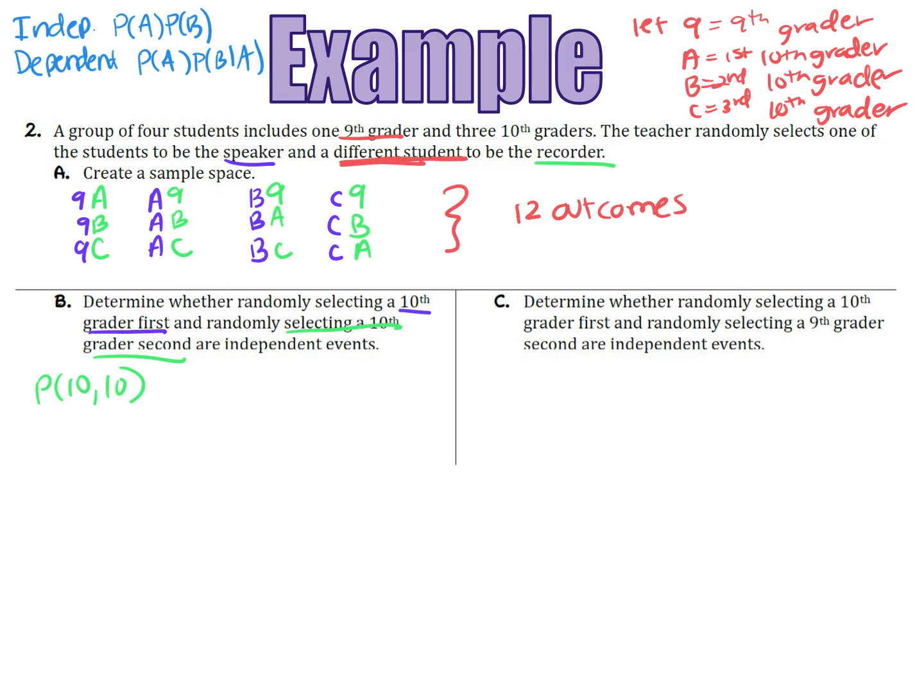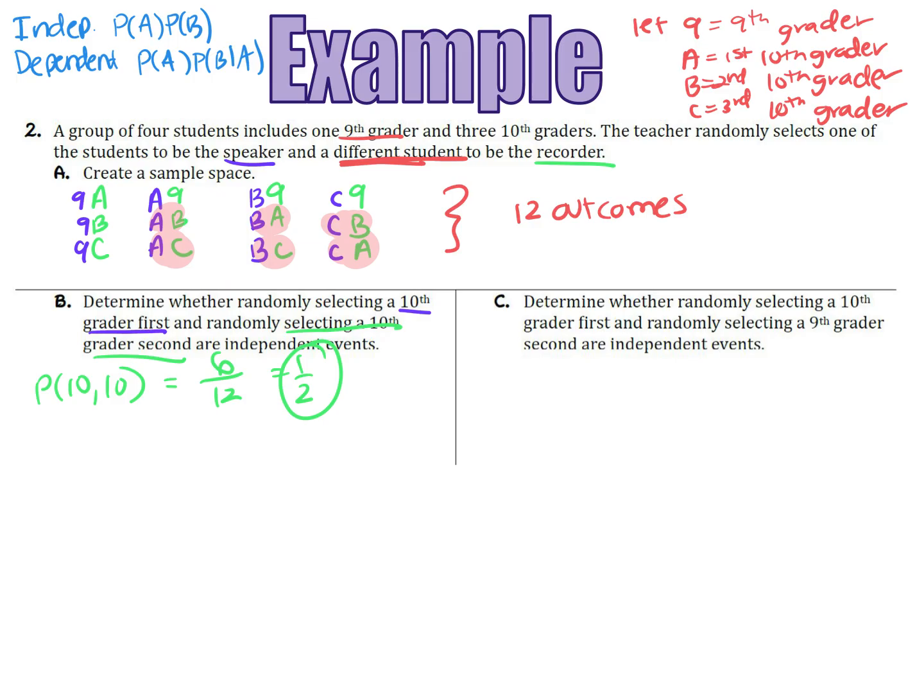So a 10th grader in both spots. And we can look at our sample space to do this. So 10th grader and 10th grader would mean I have a letter then a letter. So here, here. So of the 12 outcomes, 6 of them have 10th graders in both spots. And then we're going to simplify that fraction to be 1/2. So 1/2 is the probability of having a 10th grader for both spots, for the recorder and the speaker.